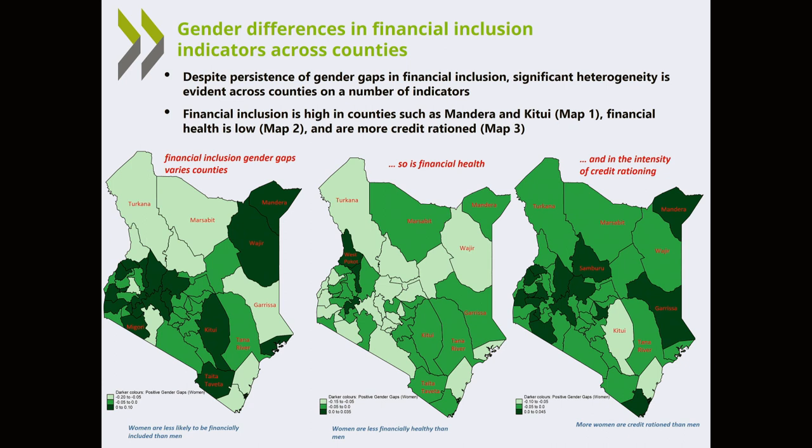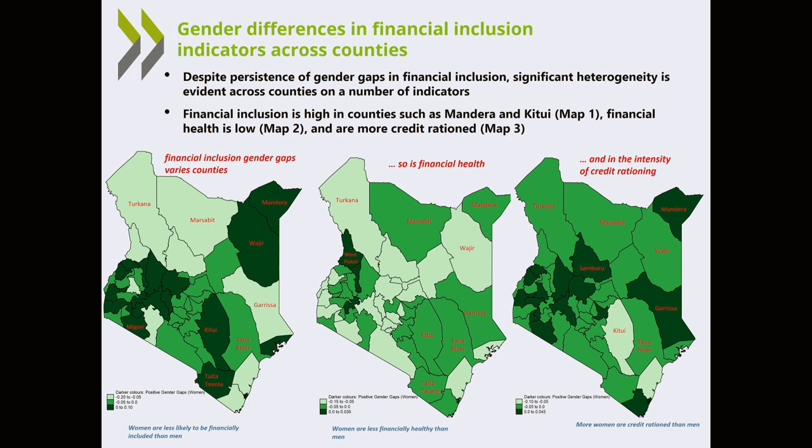So again, there's a relationship between financial inclusion and financial health, clearly, but there's also a lot of variation across the country in terms of that relationship. And then the third map looks at the intensity of credit rationing. So although women are more included in certain counties, when they do apply for a loan, they may still get denied credit. And there's maybe more of a propensity for that to happen in the case of women than in the case of men in many counties.